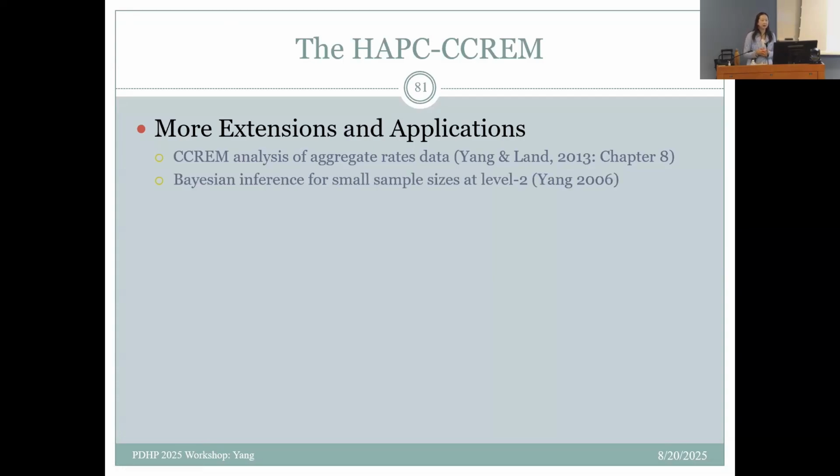Another extension is that one can do Bayesian inference for small sample problems at level 2, meaning when you have fewer time periods and fewer birth cohorts. Here in these examples, I have large numbers, 18, 22. What do you do when you have smaller data? There's an example using Bayesian inference, as different from frequentist assumptions, that can better estimate the problem.